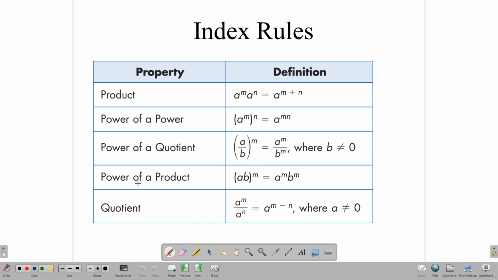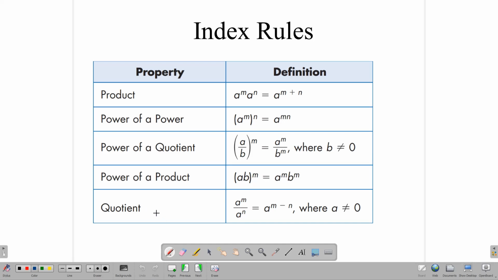And the power of a product. If we're raising a product to a power, then both parts of the product, doesn't matter how many parts there are, all of everything inside the bracket gets raised to the power outside. So a to the m, b to the m.